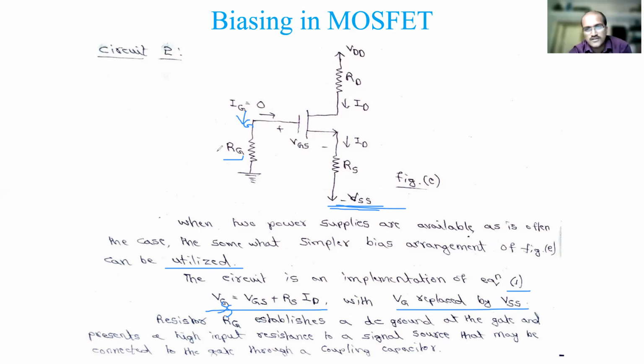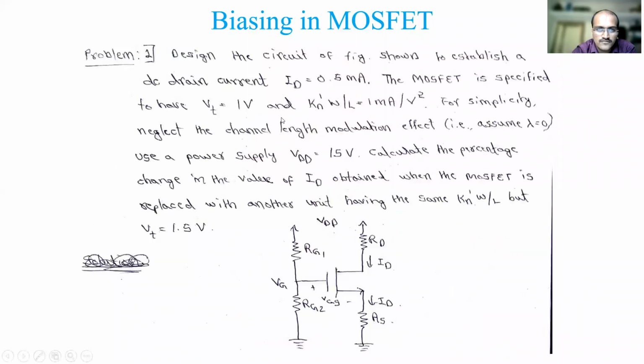So these are the two biasing schemes we have in MOSFET. Now it's the design part. You need to understand the problems, then you will understand how you design that. This is about the problem, which we will take up in the next class. It may not be complete today, so we'll take it in the next class.